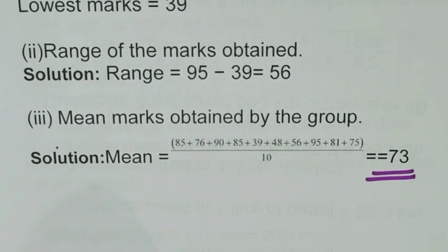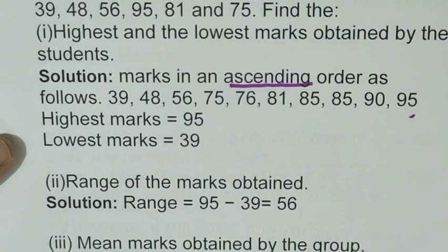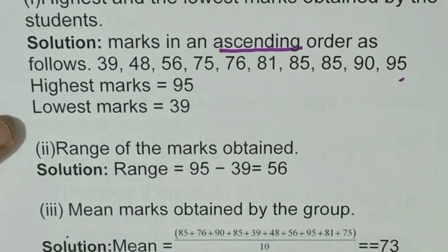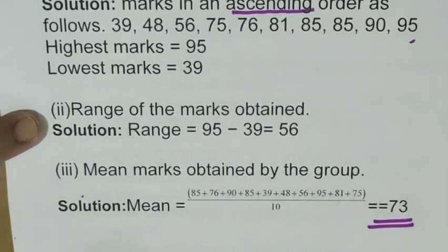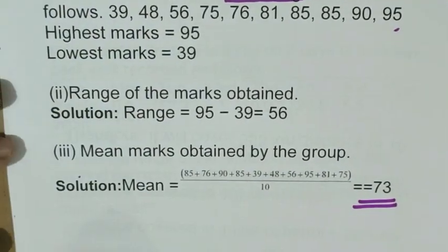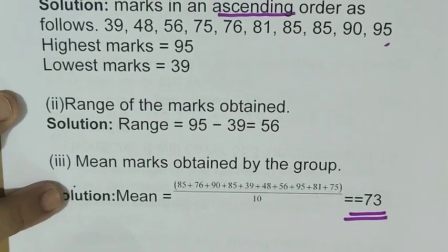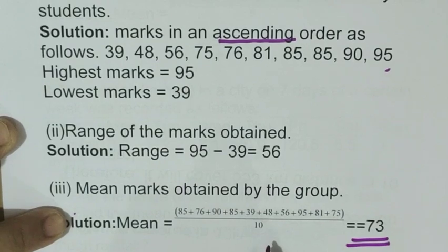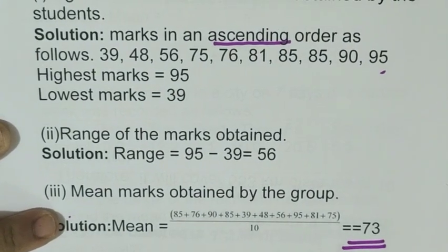So what are the sub questions here? First highest, that is 95, then lowest 39. Second part of the question, range. So both the difference only, that is equal to 56. The last part of the question, mean, sum of the observations by the number of observations, it is equal to 73.